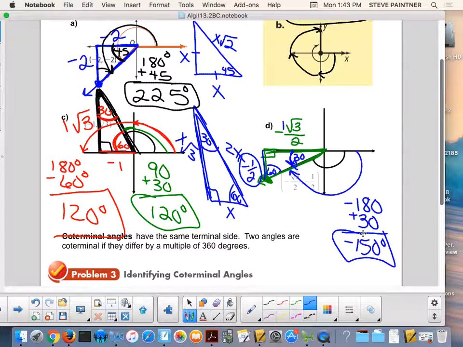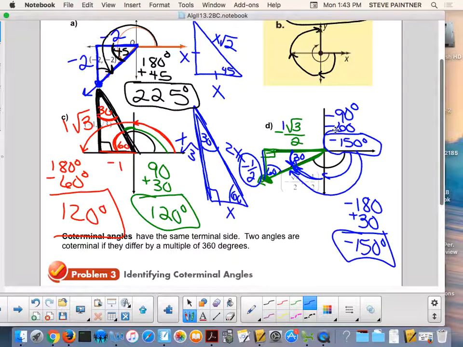Now some people don't do it that way. Some people go like this. Negative 90. And then what would this be right here? Negative 60. Which would also get you negative 150. So either way you do it, you do get the right answer.